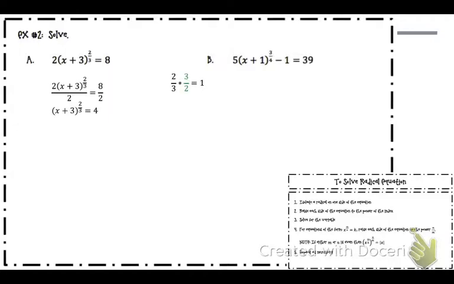Well, it's 3 over 2. You just flip that fraction. So 2/3 times 3 over 2, if you just multiply straight across, that's 6 over 6, which is 1. So now I'm going to raise both sides to the 3 over 2 power.